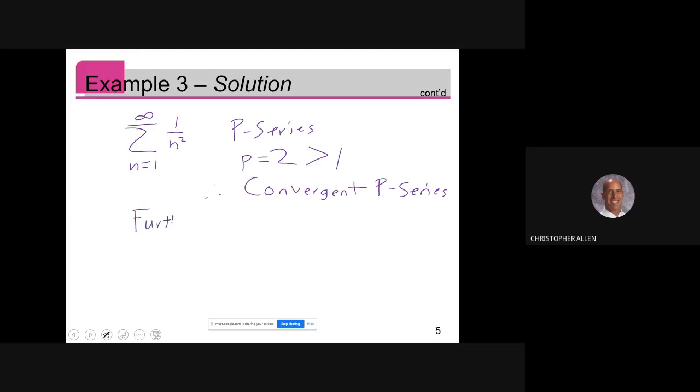Furthermore, the summation n equaling 1 to infinity of the absolute value of cosine of n over n squared, absolute value, is also convergent.